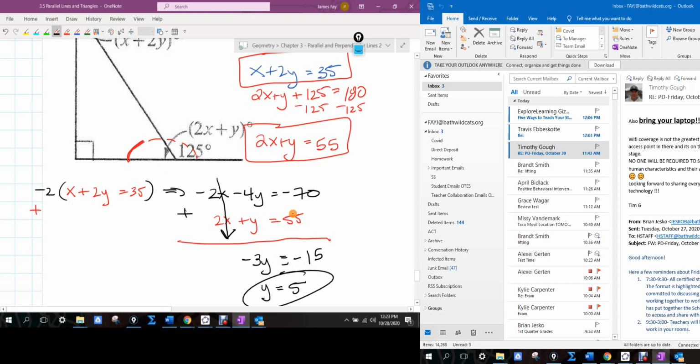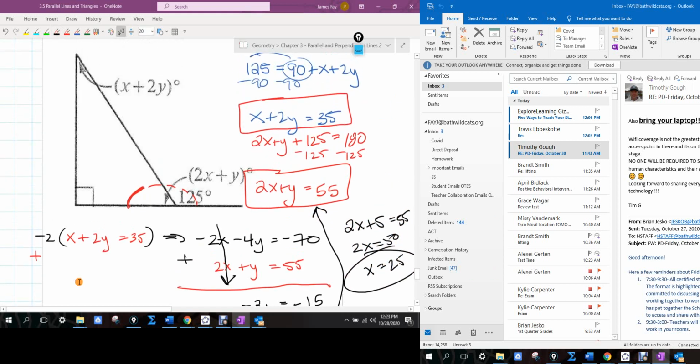You go back into any equation throughout the entire problem and plug back in y. Which one would be the best one to do that to? I think that one would probably be the best one to do it to. So 2x plus y, now y is 5, is equal to 55. So x equals 25. So x will be 25.